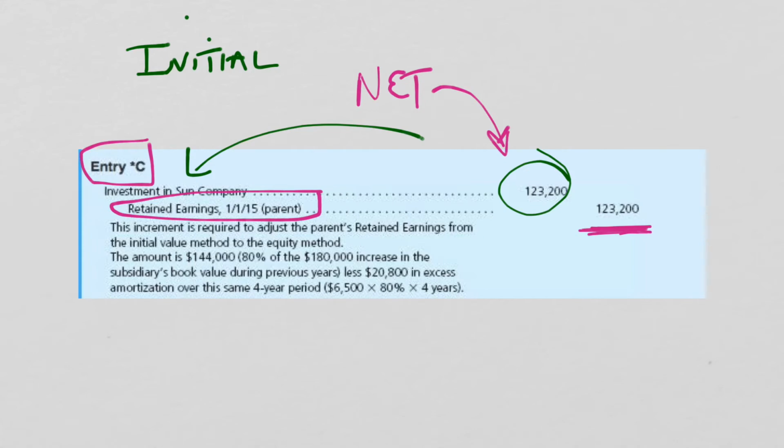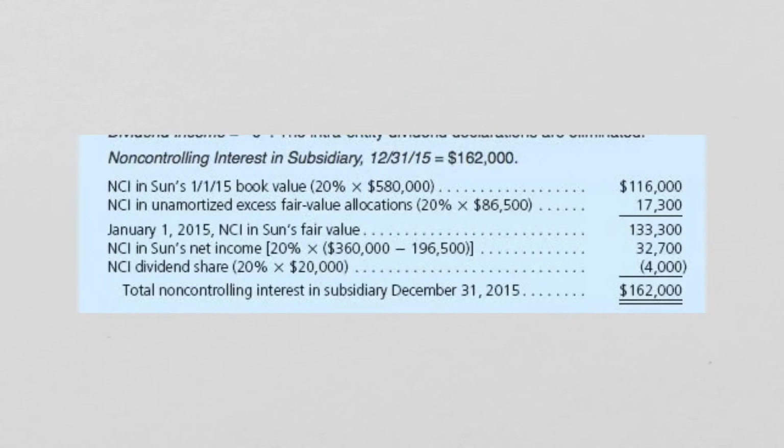The C, I'm not sure what it stands for, but it's a pretty good entry to bring us into balance with the equity method for the investment account. That's what we've basically done. Yay. All right, let's go forward. Here is the calculation. This is the calculation of the non-controlling interest, which we also need for the worksheet.